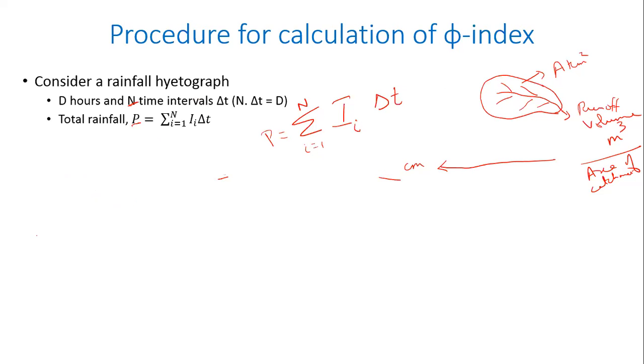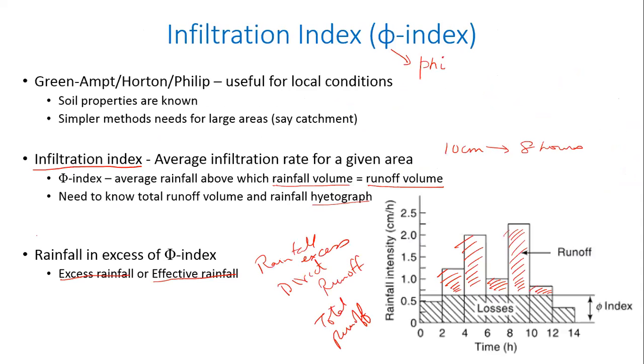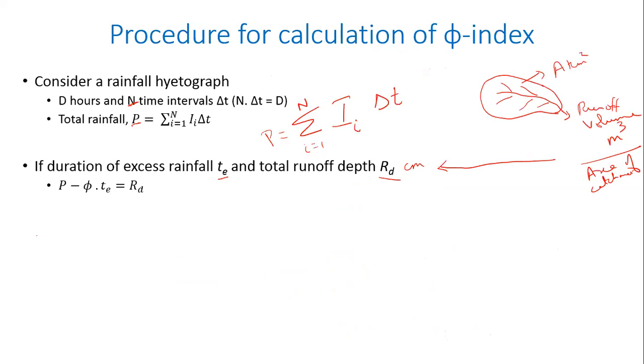Just go back here to the previous slide. This capital P is the total rainfall received in the entire 14 hours. Okay. How do you obtain that? You multiply the rainfall intensity by the delta T for each time step, for each time interval. So the intensity here is 0.5 centimeters per hour. The intensity here is 1.25. The intensity here is 2, and so on. You multiply each of them by 2 hours and add it all up. That gives you the total rainfall.